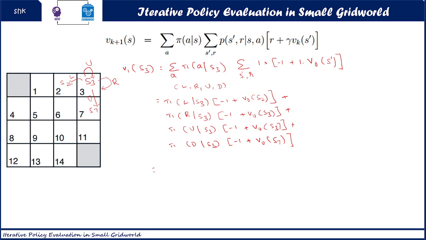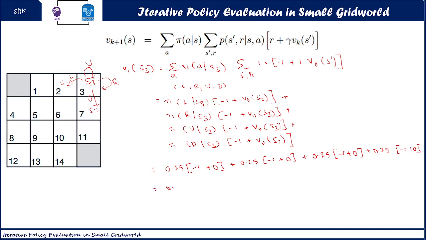Now, as we know, the pi for all the actions is 0.25 or 1 by 4, anything you can take. So 0.25 into -1. What is V0 of S2? As the initial value for all the states is 0, we take 0 for the S2 state, plus 0.25 into -1 plus 0, plus 0.25 into -1 plus 0, plus 0.25 into -1 plus 0.